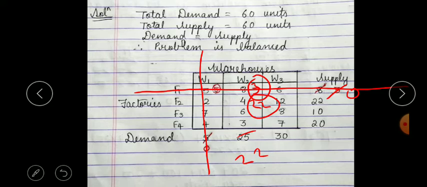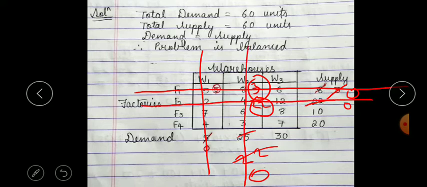I have allocated 22 here. So reduce 22 from here, it becomes 0. Reduce 22 from here, this also becomes 0. So in this case, both the row as well as column have become 0. So the row has cancelled and the column has also cancelled. Whichever becomes 0, that you have to cancel. And suppose if both of them become 0, that is both the row as well as column have become 0, then both of them you have to cancel it.